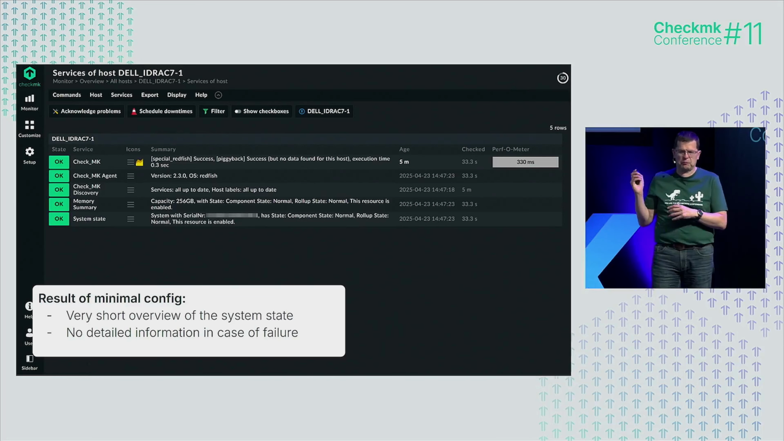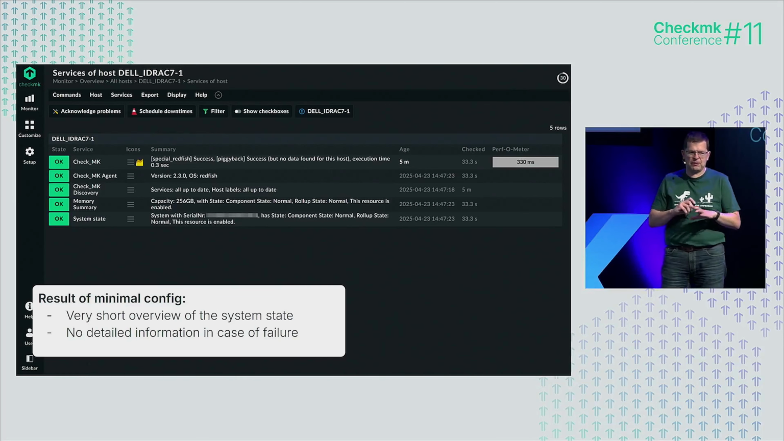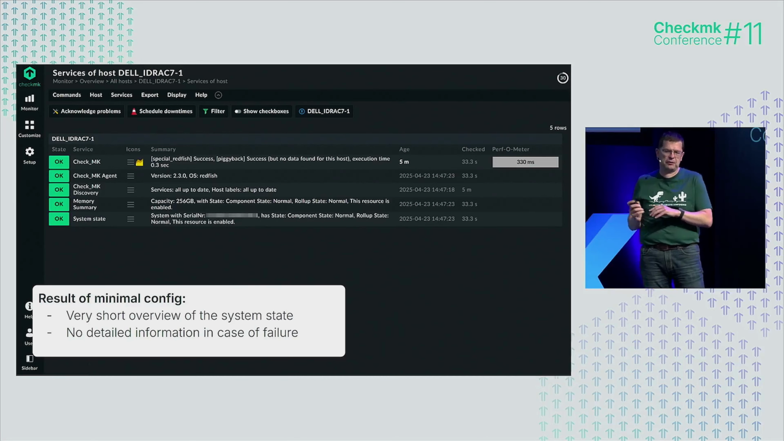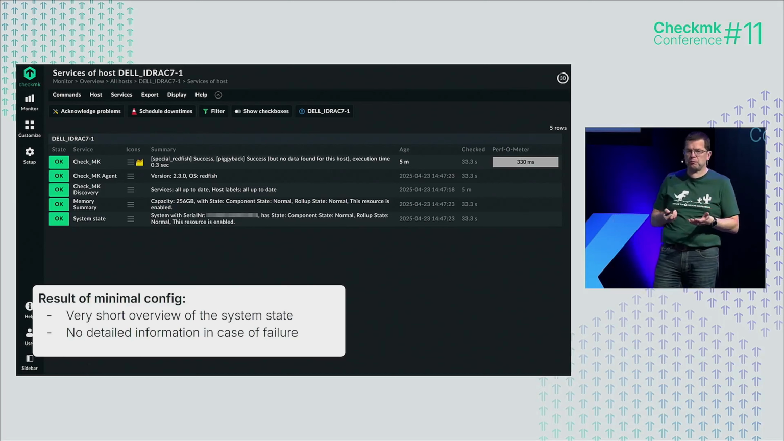I have some customers, they say that's enough. They know the system is working. If there is a problem, you see it. Then you have to go to your management interface and have to look by yourself what's the problem.